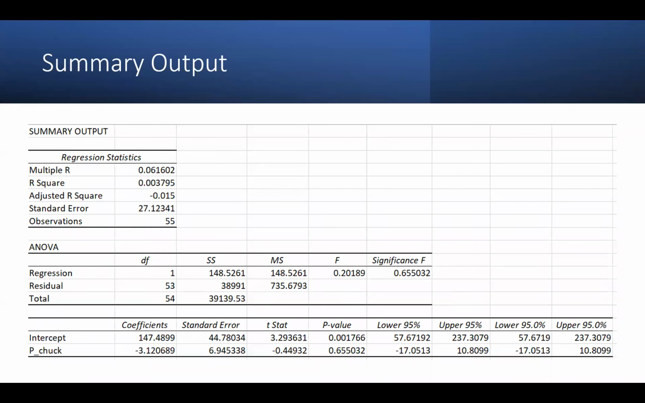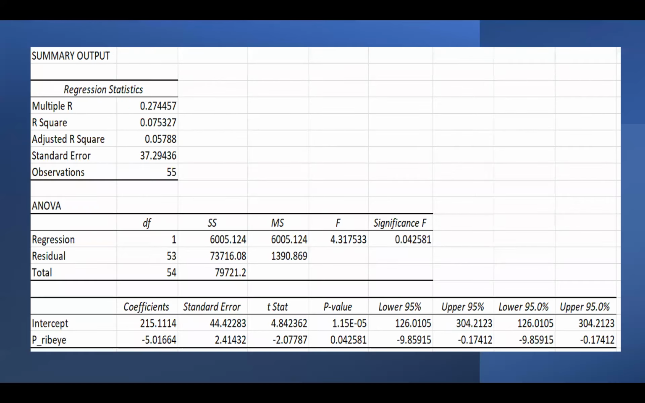In this slide, we can see regression statistics for quantity and price for chuck. These values are used for analysis.